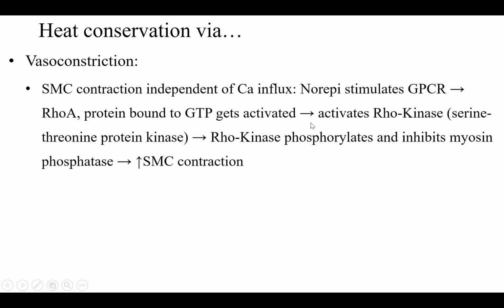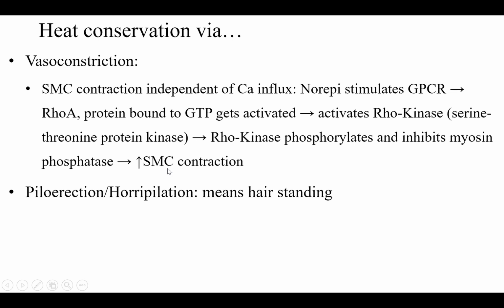Quick recap on that. Norepinephrine stimulates the G protein, and Rho is coupled to the G protein and gets activated via GTP, and then that activated RhoA activates Rho kinase, and Rho kinase basically phosphorylates myosin phosphatase, and that myosin phosphatase gets inhibited, and you have smooth muscle cell contraction again.